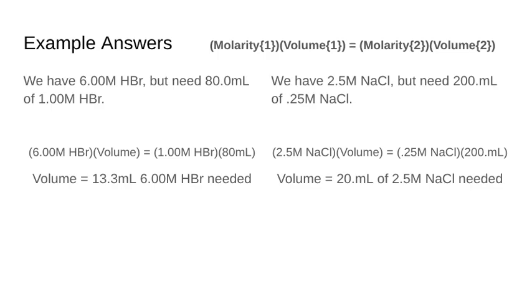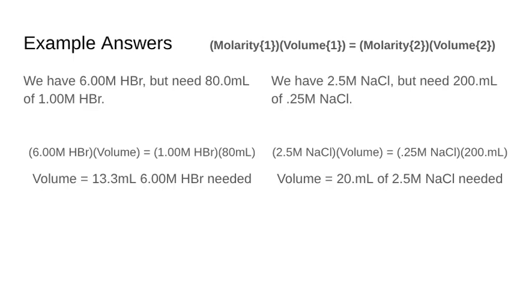Now, if we wanted to get that 80 milliliters, we have to get that 13.3 milliliters of 6 molar plus however many, 80 minus 13.3, milliliters of water, because we also needed to dilute that. So our final volume is going to be 80 milliliters.